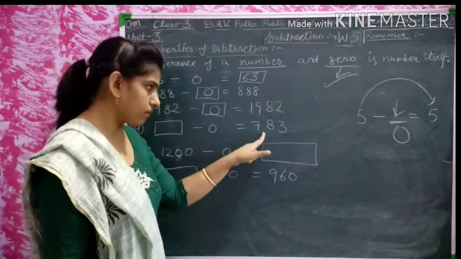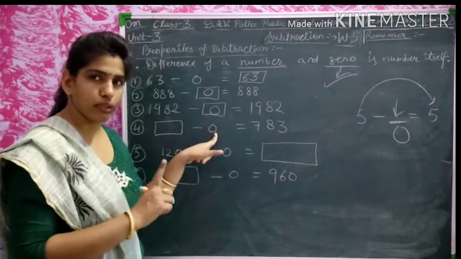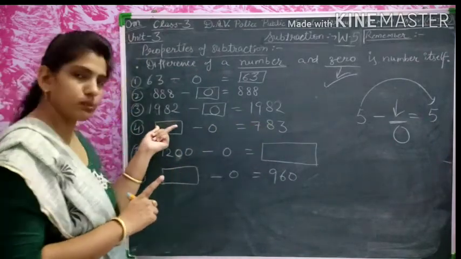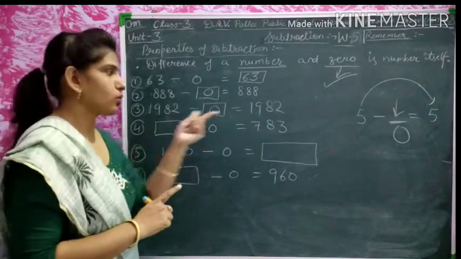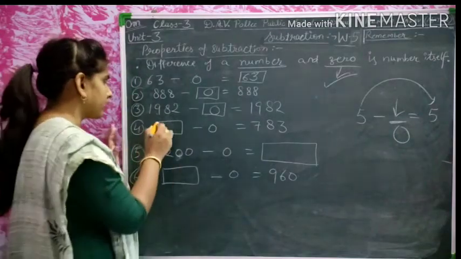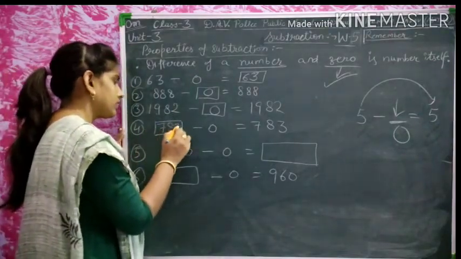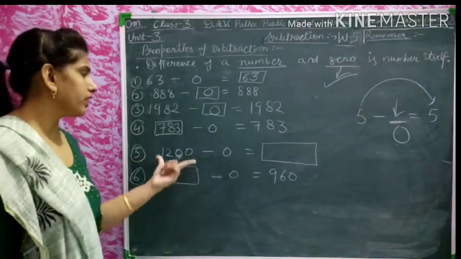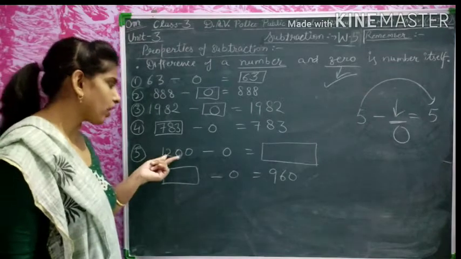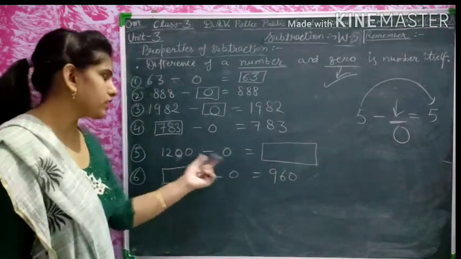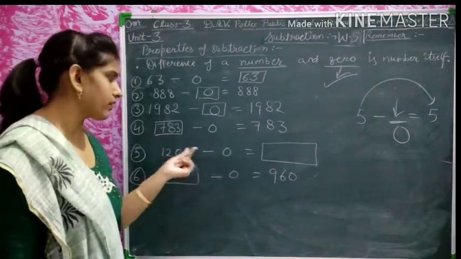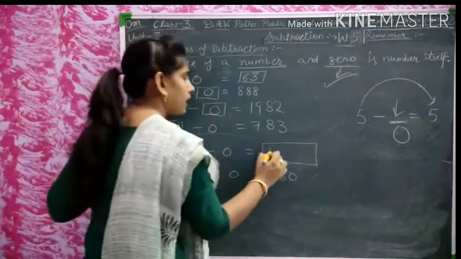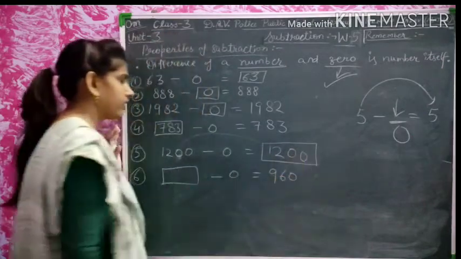Yes. Now question number 4 is there. If we subtract 0 from any number, this will become the number itself. It means this number must be there, so that it becomes equal to 783. So the number is 783. Now we will do this question: 1200 minus 0. 0 is subtracted from any number. Difference between number and 0 is the number itself. It means this will become 1200 as well.